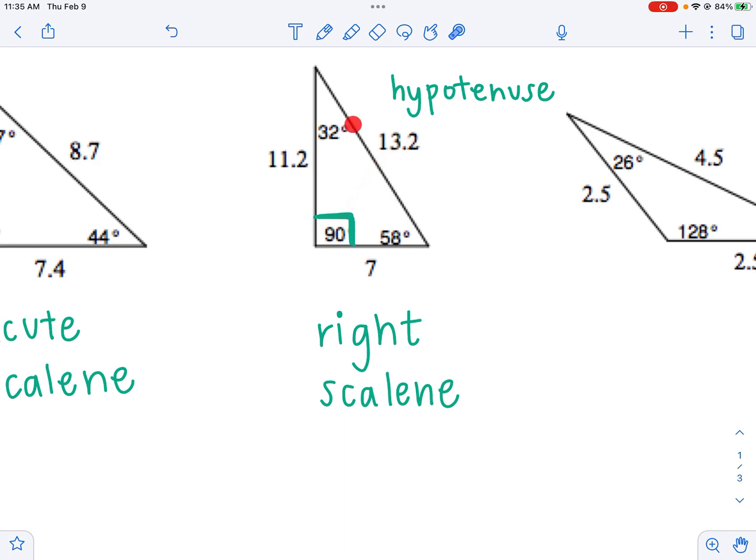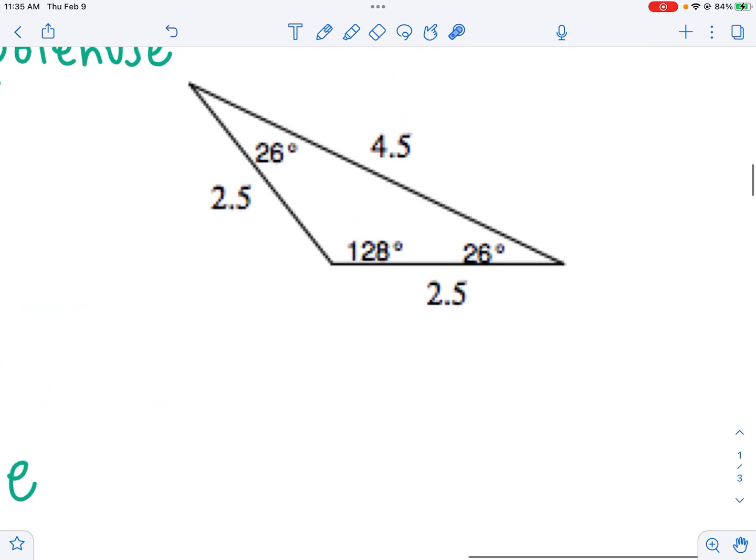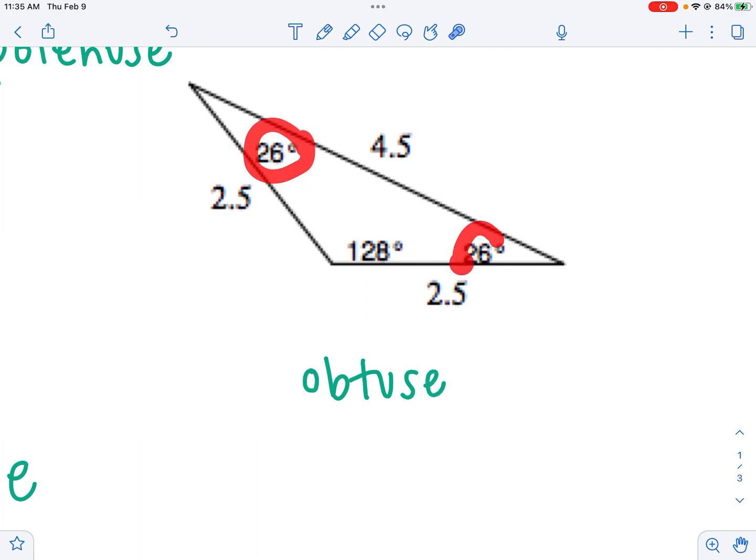But we can very clearly see hinge theorem with the hypotenuse. We can also see that 32 is the smallest angle and 7 is the smallest side. And notice, once again, across from each other. And then on this last one right here, my first thing is I see 128. So I see an obtuse angle.